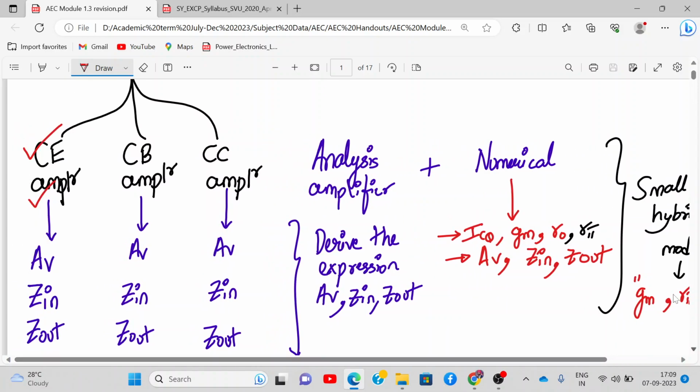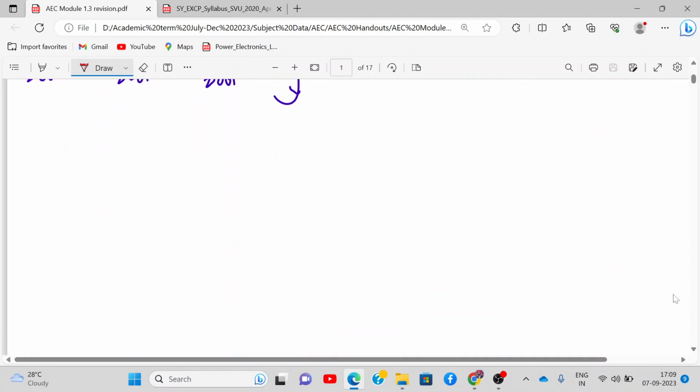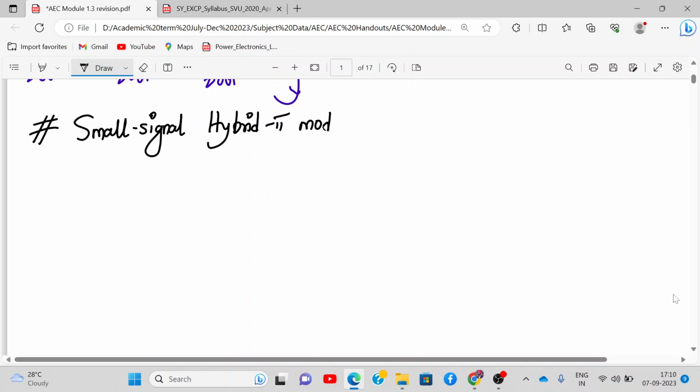Okay, fine. So I'll proceed further slowly. Now we'll understand what this small signal hybrid pi model is. I'll revise it for 2-3 minutes first. So what is the existence of this small signal hybrid pi model? Even though I explained it last time, I will still explain it again.